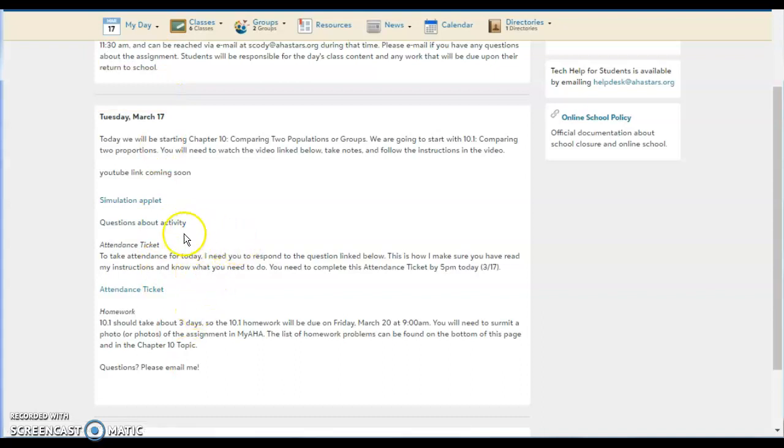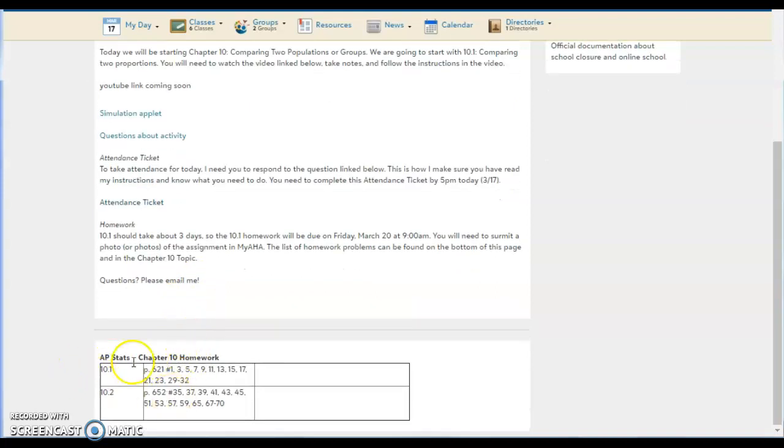The only other thing I'd like you to do today is make sure you fill out your attendance ticket. This is how I know that you read my instructions and know what you need to do today. And just a comment on homework. Based on today's lesson, you probably can't start much, but here's the list of homework for this chapter that we'll be getting into. Based on tomorrow's lesson, you'll take some more notes and be able to start homework 10.1. As always, email me if you have any questions.